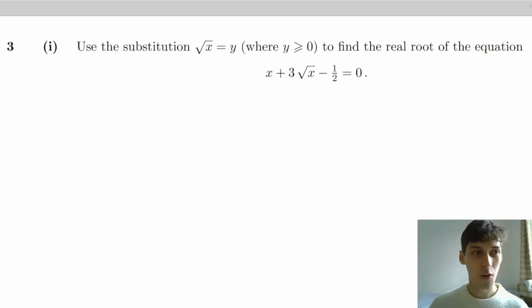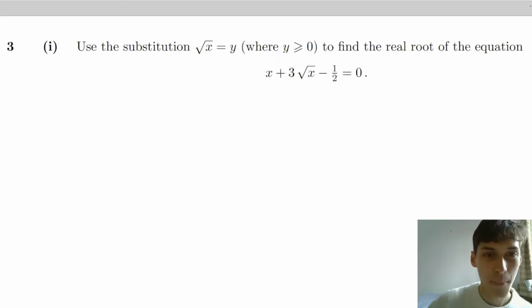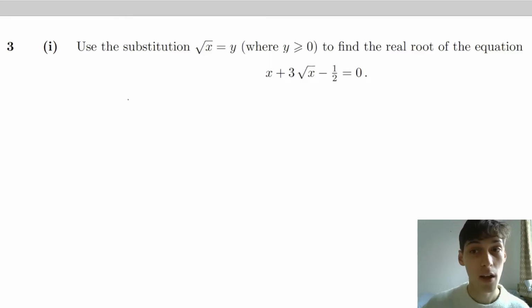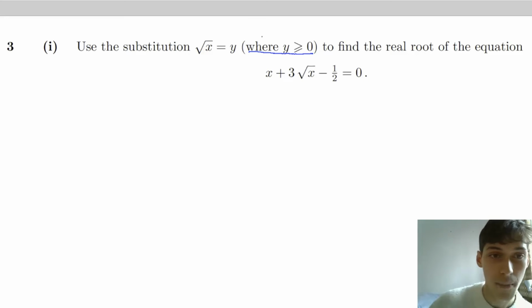So let's start with 3i. Where we're using the substitution square root of x is equal to y, where y is greater than or equal to 0, to find the real root of this equation. And I think just to start it might be worth underlining where y is greater than or equal to 0. STEP questions tend not to give you any redundant information, so this might be worth just keeping in the back of our minds to use later on in the question. Seems like something I might forget as we're just going on.